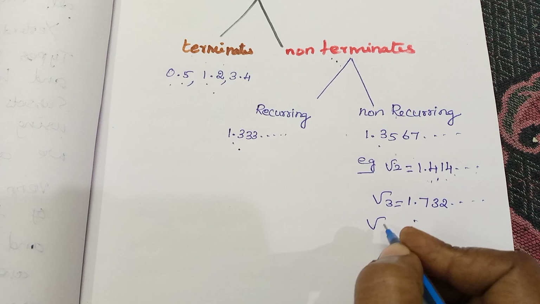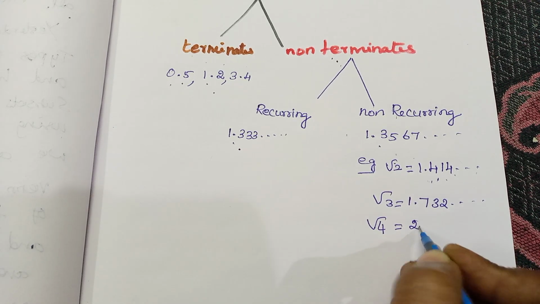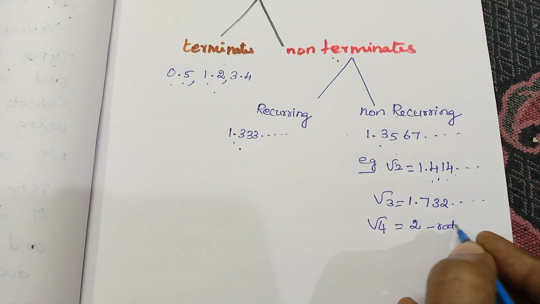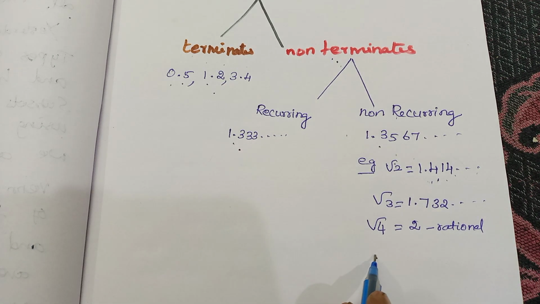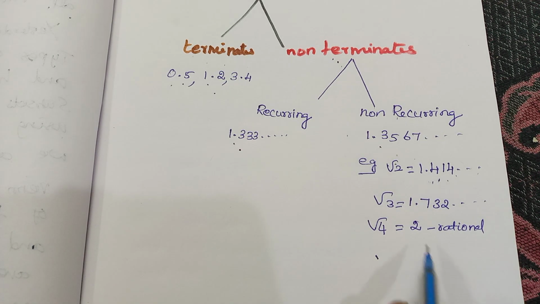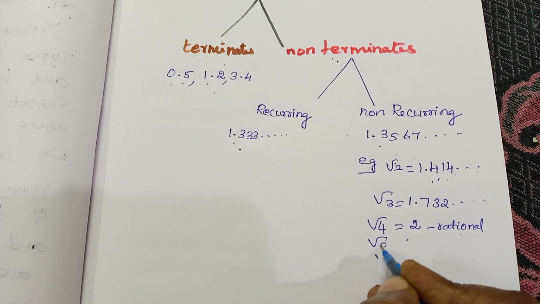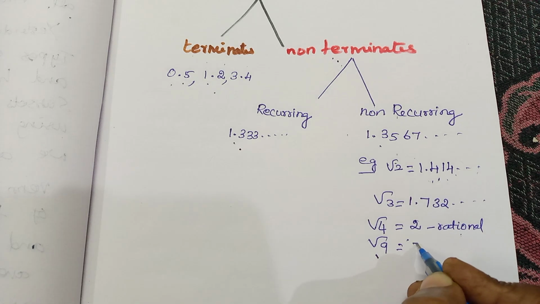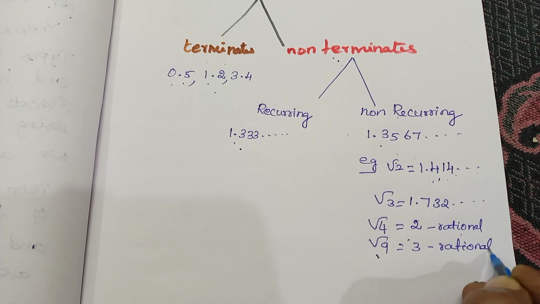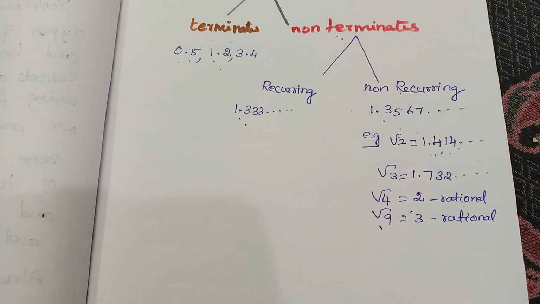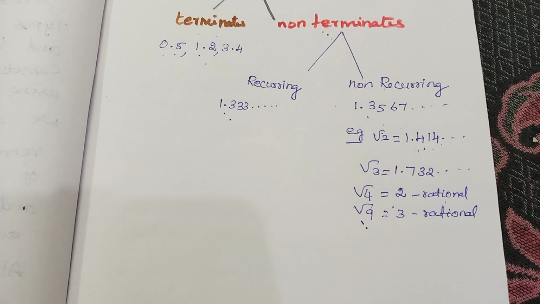But root 4 is not an irrational number. Why? Root 4 is equal to 2. 2 can be written as 2 by 1. So 2 is a rational number. Similarly, root 9. Root 9 value is 3. That is also a rational number. 3 can be written as 3 by 1. So except perfect square numbers, the remaining numbers are irrational numbers.